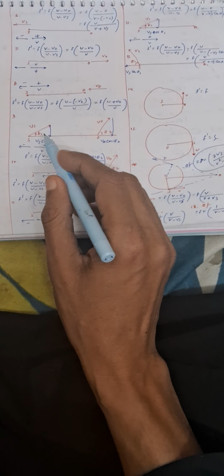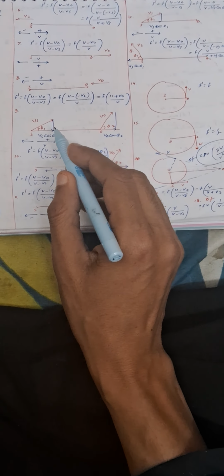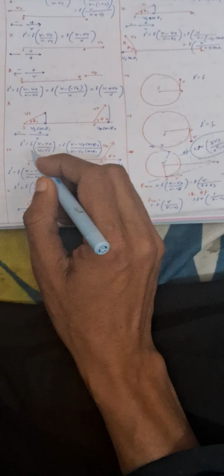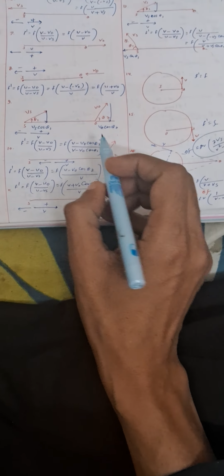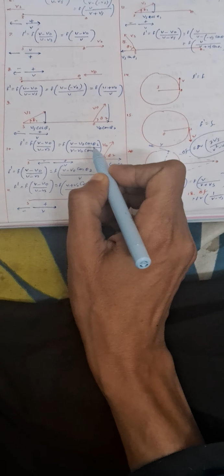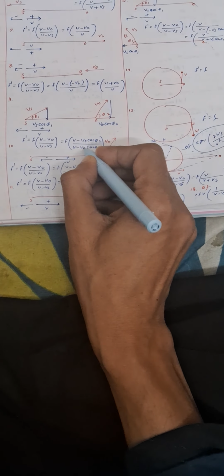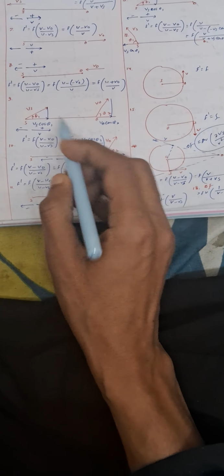Next, the velocities are making certain angles, and that is vs cos theta 1, vs cos theta 2, so f' will be f (v − vo cos theta 2)/(v − vs cos theta 1) as per the sign convention.